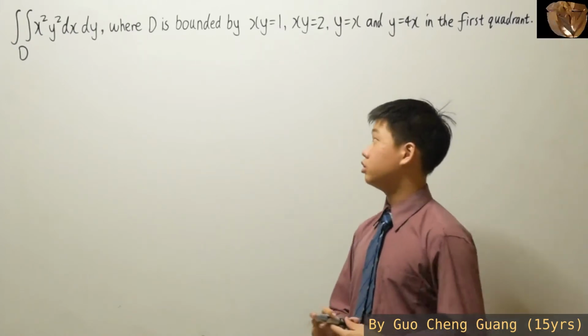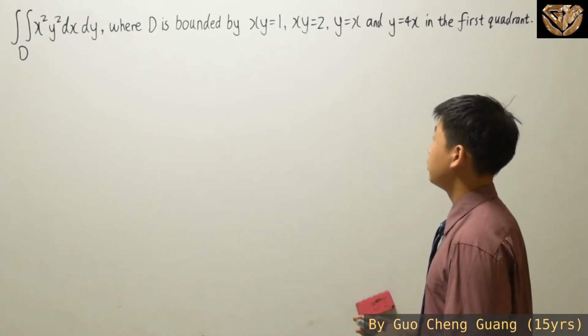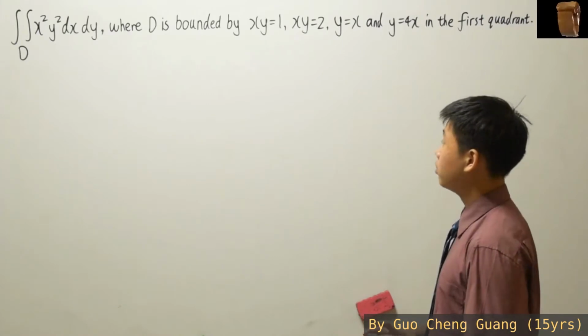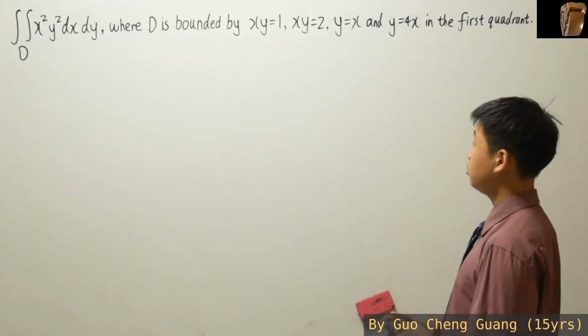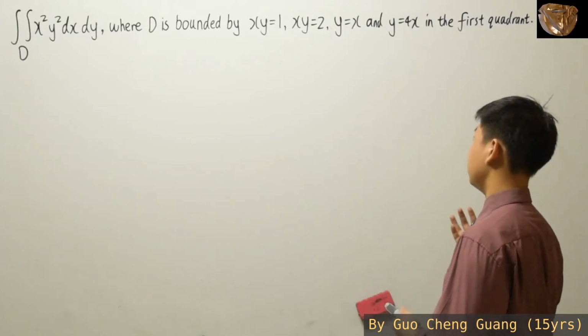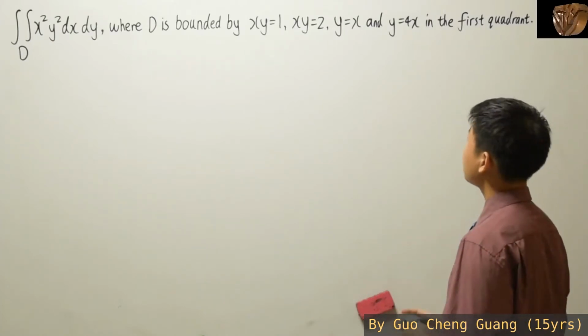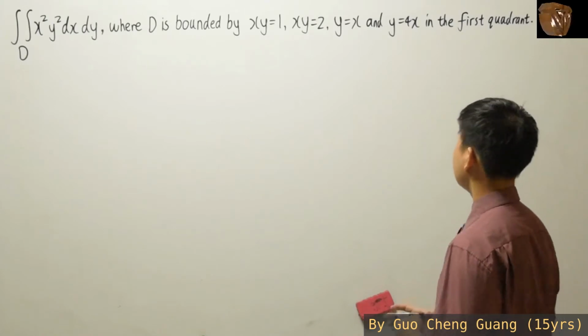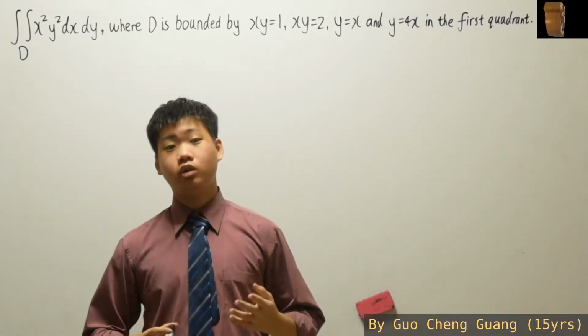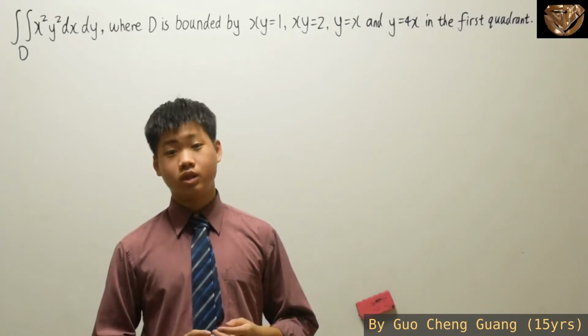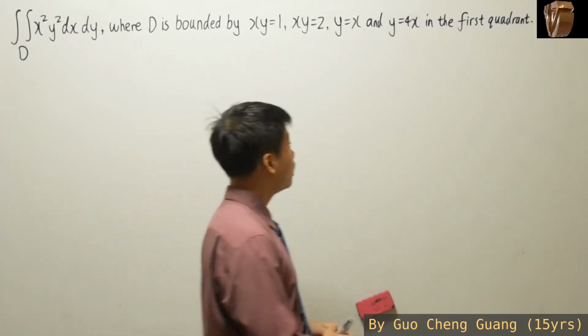This boundary, D, is bounded by xy is equal to 1, also known as y is equal to 1 over x, xy is equal to 2, or y is equal to 2 over x, y is equal to x, and y is equal to 4x in the first quadrant. Firstly, we could try to visualize what we see over here.